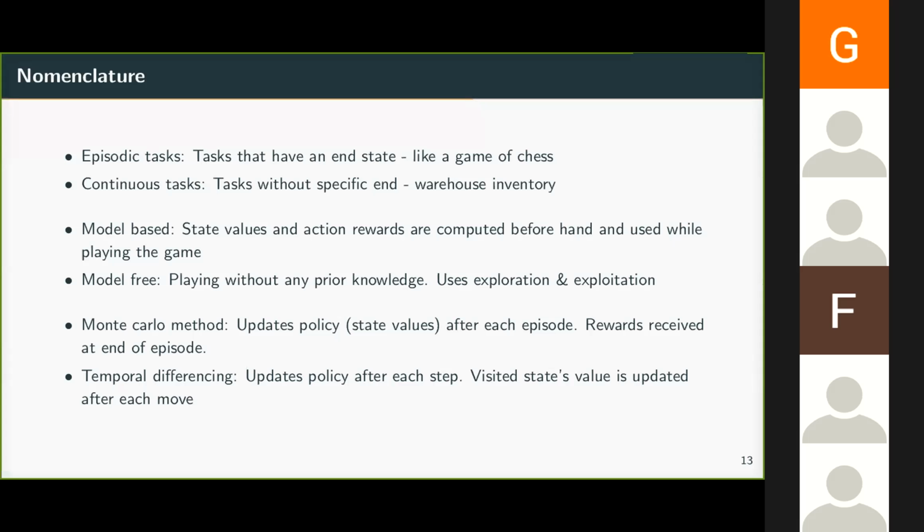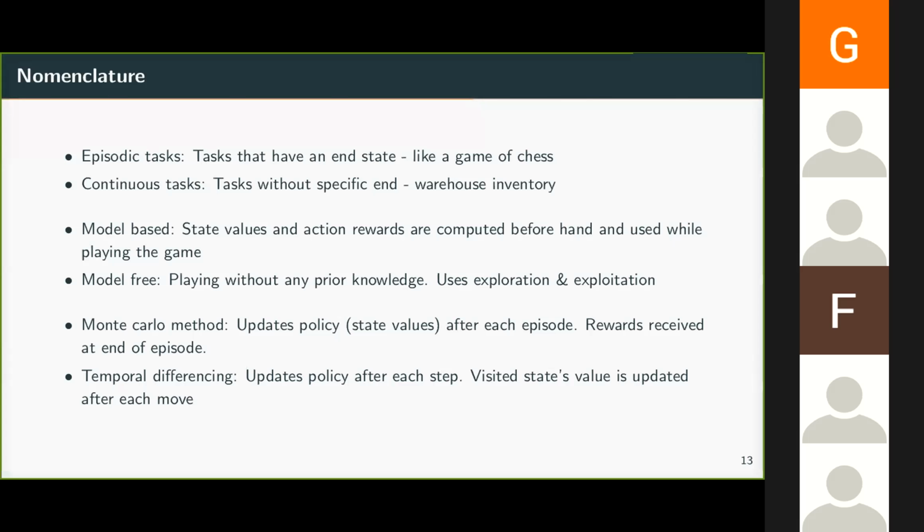Once the game is over, that is when you will update the policy state values. That is called Monte Carlo simulations. This is useful in the case of episodic tasks, meaning the tasks have an end and there is a win or a loss. Then you can do the Monte Carlo method to learn the policy or the state values after each episode.